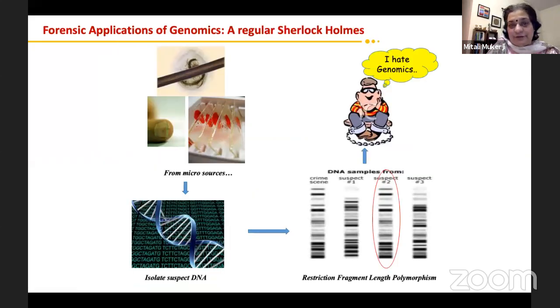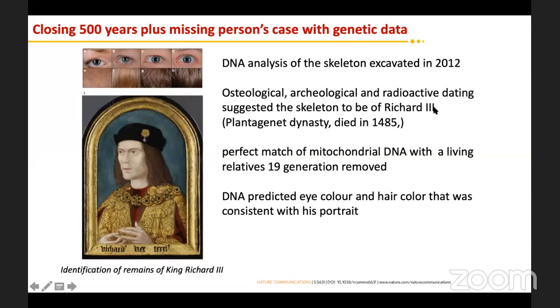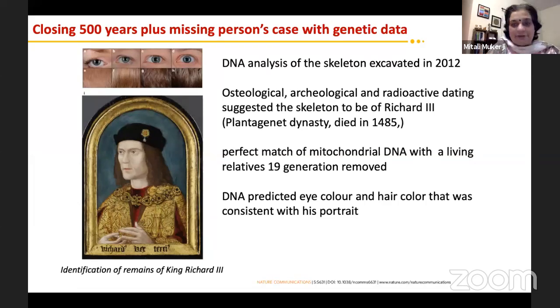Then forensics, I told you already about. There is this very interesting story I just wanted to relate. This is like closing a 500-plus-year missing persons case. How genetics is actually being used to identify or solve some cases. This was of Richard the Third, who died, but people did not know where his coffin was, and they discovered a coffin a couple of years back underneath a garage, and they thought all the bones, archaeological radioactive dating suggested that this is of Richard the Third. Then what they did was they looked at a 19-generation removed female and a male, and they could actually from that lineage trace that the mitochondrial DNA was shared.